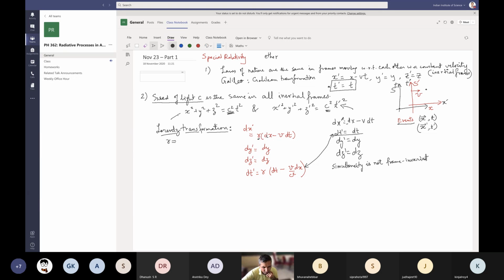Gamma is equal to 1 over the square root of 1 minus beta squared. This is called relativistic gamma, and beta is equal to v by c. Beta is just the relative speed between the frames divided by c. This is gamma, this is beta, and you see that this reduces to the Galilean form when v is much less than c.